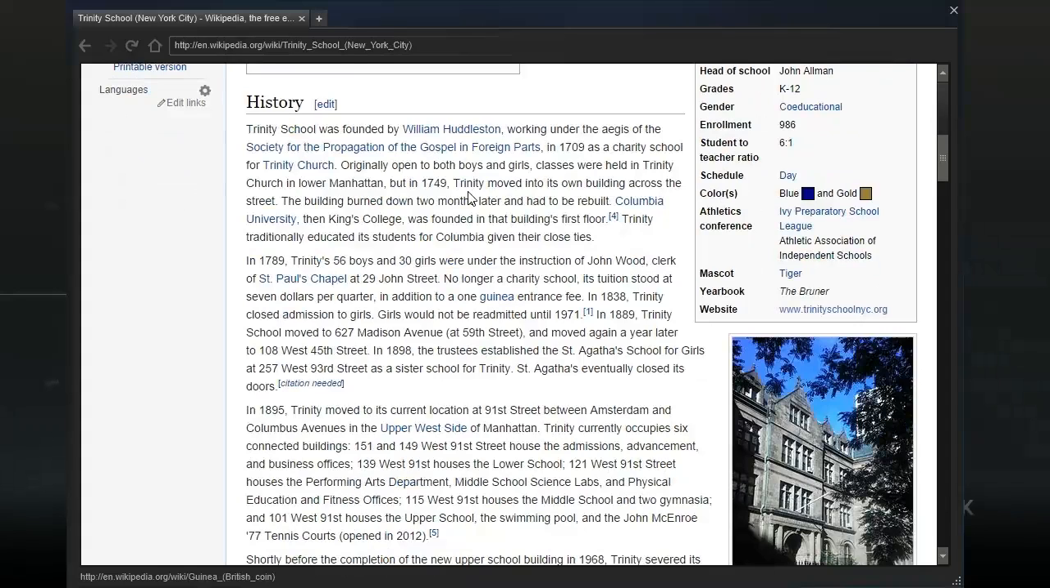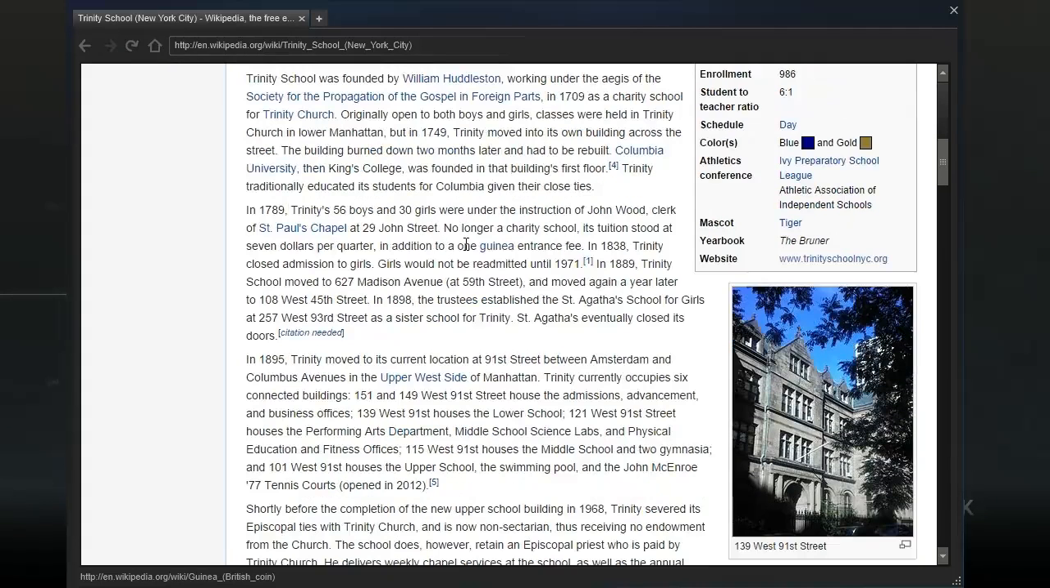Originally open to both boys and girls, classes were held in Trinity Church in Lower Manhattan, but in 1749 Trinity moved to its own building across the street. The building burned down 2 months later and had to be rebuilt. Oh. So was it burned down in the fire or not? Columbia University, then King's College, was founded in that building's first floor. Trinity traditionally educated its students for Columbia given their close ties.